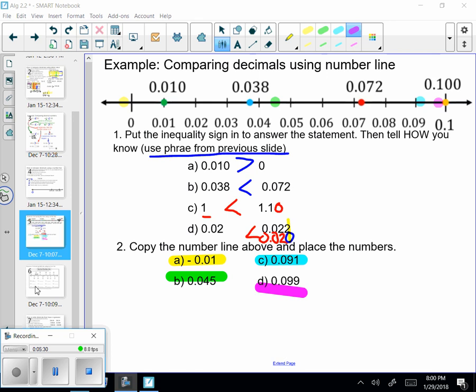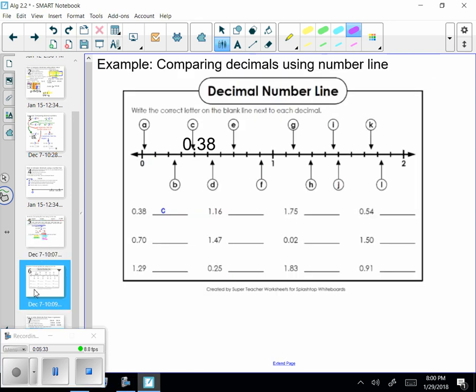Your last challenge would be to try some more on your own. This is a great practice to see if you can get these all in order. The answer to this problem will be in another video, which is comparing and ordering them from least to greatest.